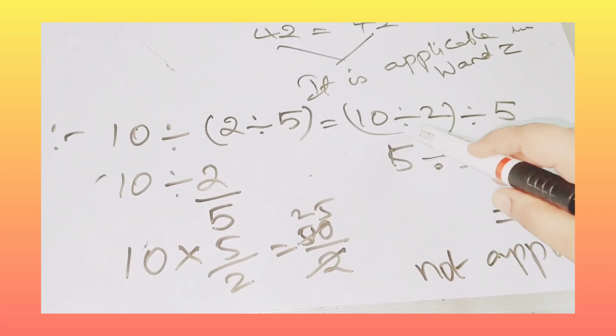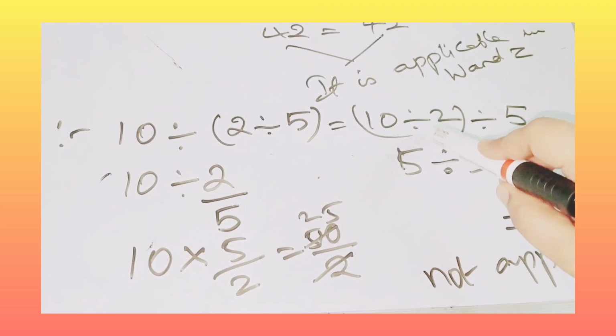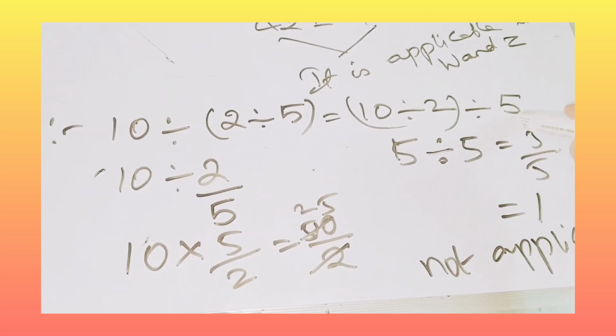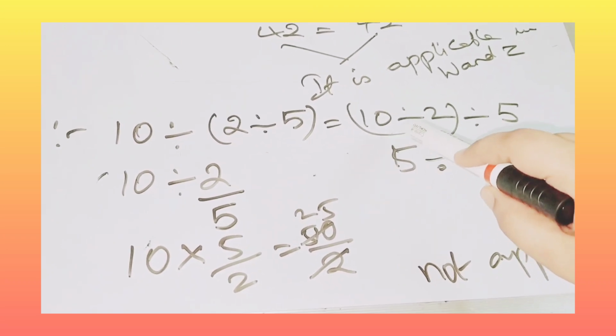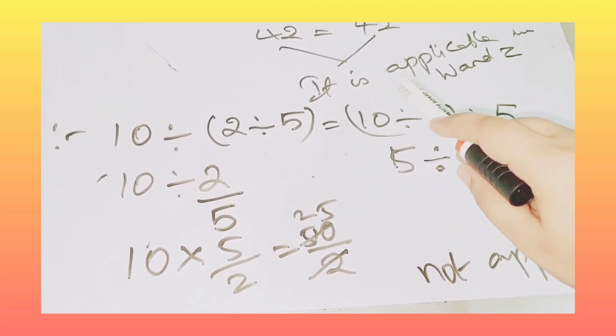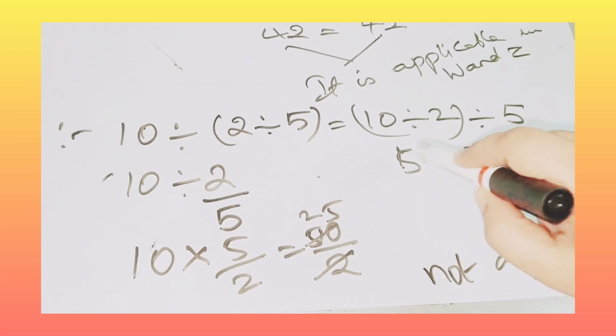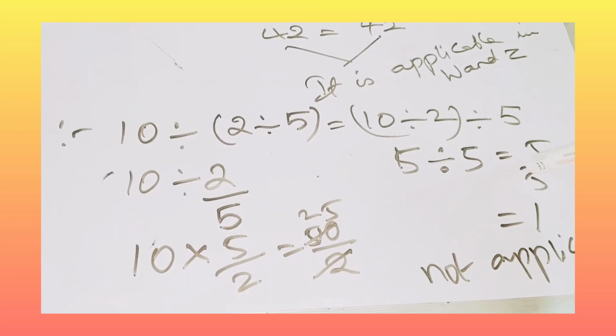Now 10 divided by 2, that is a divided by b divided by c. 10 divided by 2, what is the answer? How many times does 2 go in 10? 2 fives are 10, so 5 times. Then 5 divided by 5.